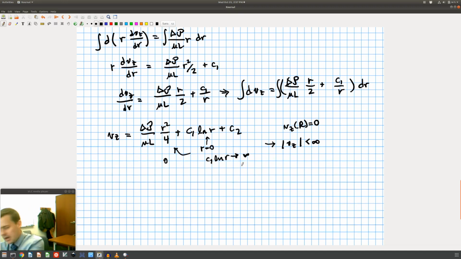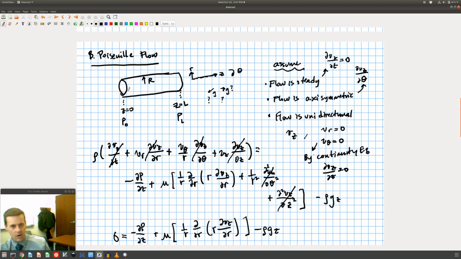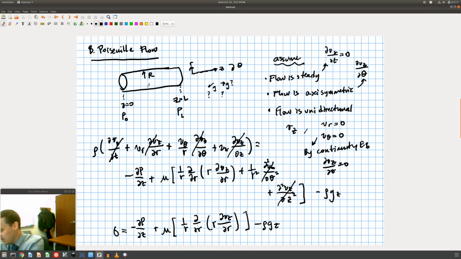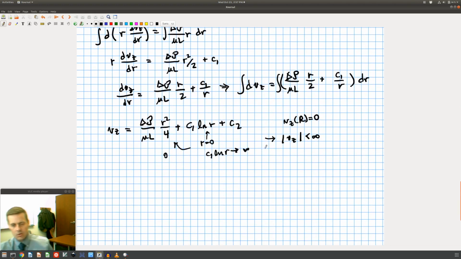And r, of course, can be 0. That's the center of my pipe. Right along there, center of my pipe. Well, at the center of my pipe, I can't have velocities that are infinite. So, in order for my velocity to be bounded, C1 must equal 0. So that tells me what C1 is. C1 is equal to 0.